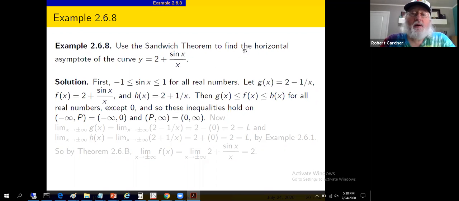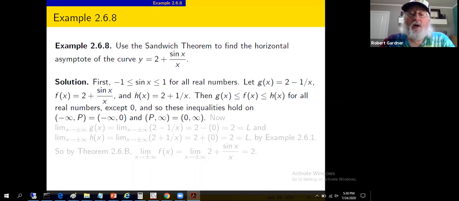We're worried about horizontal asymptotes. We're worried about x big and positive or x big and negative. Well, that sine function is always bounded by this. So this will work for all x values, well, except for 0, since the f function isn't defined at 0. Neither is g or h. So this holds in particular on an interval of the form negative infinity to p. We could take p to be 0, say, and p to infinity. Now we could also take p to be 0 there, or other things.